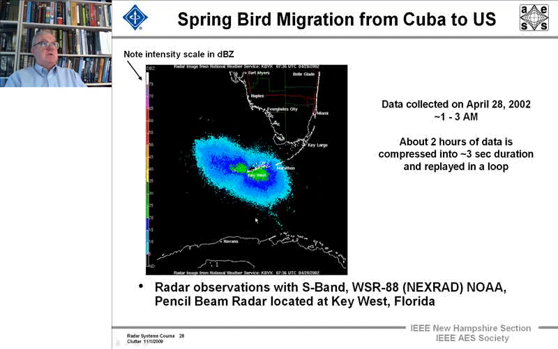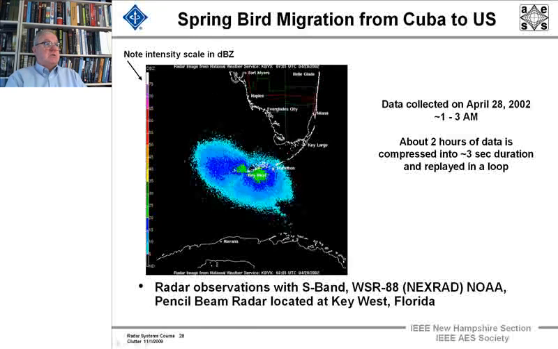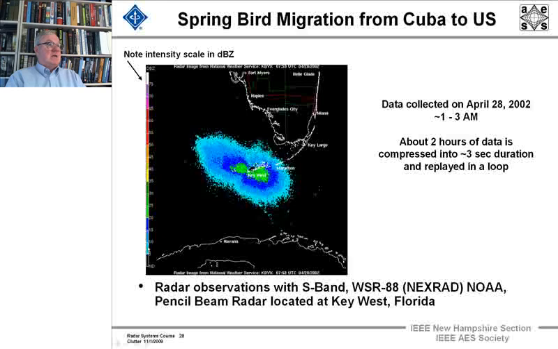And this is some spring migration of birds from Cuba to the United States. And you see that we've got in the 5 to 10, and then up to 20, and in the center, near the WSR-88 at Key West, we see as much as 20 dBz of clutter, excuse me, of bird migration. And this data was collected on April 28th, 2002, from 1 to 3 a.m.